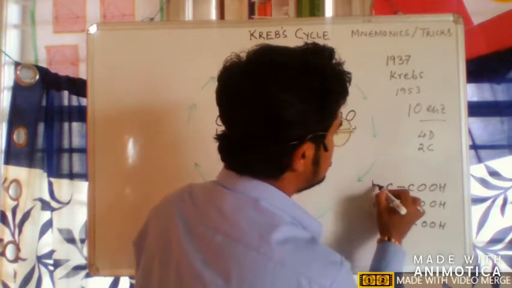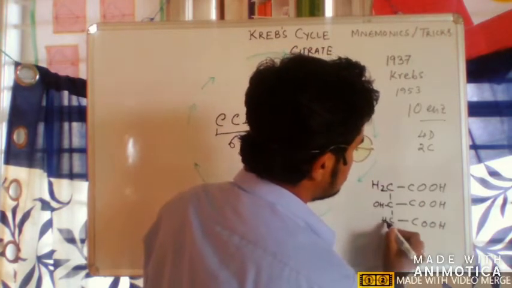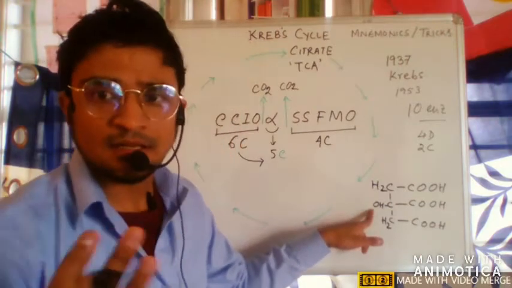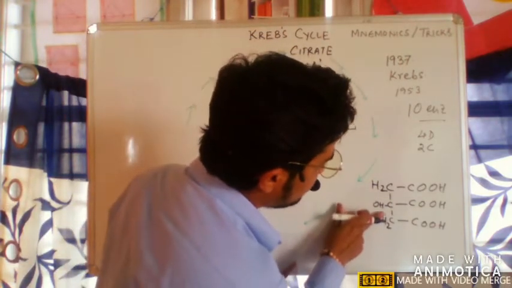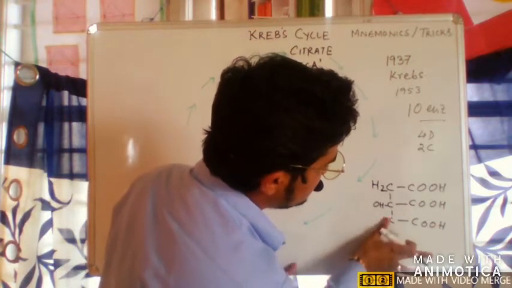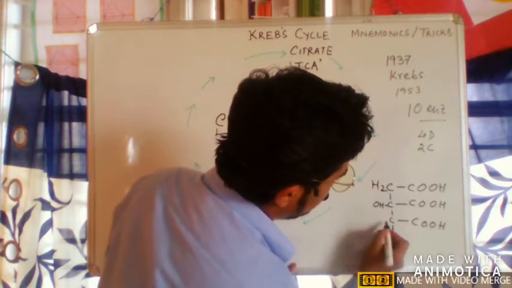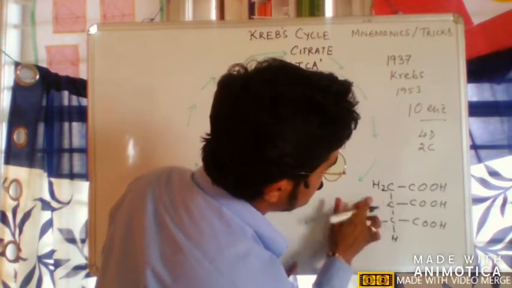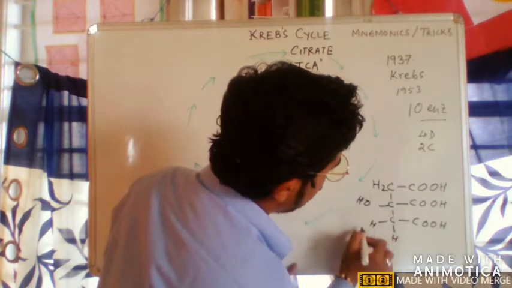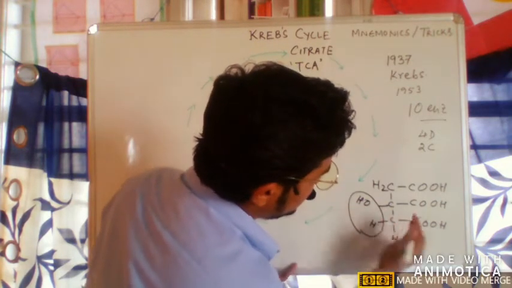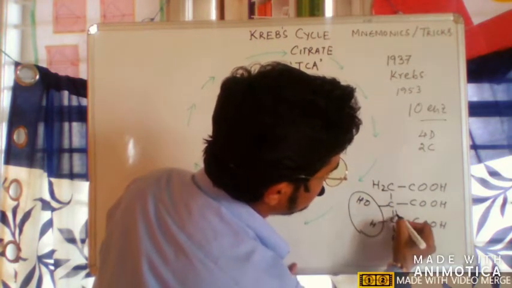OH is present here, then CH2, and here also CH2. So when the cis-aconitate is formed, one water molecule is released from here. So now you can redraw it in this way. This is your OH group. When one water molecule is removed, you get a double bond over here.